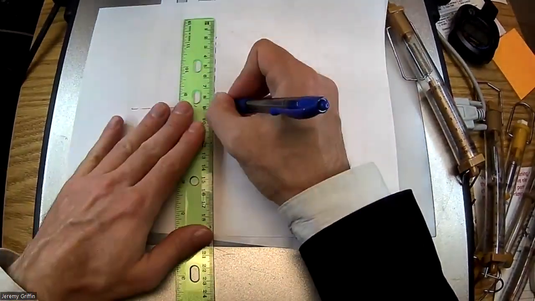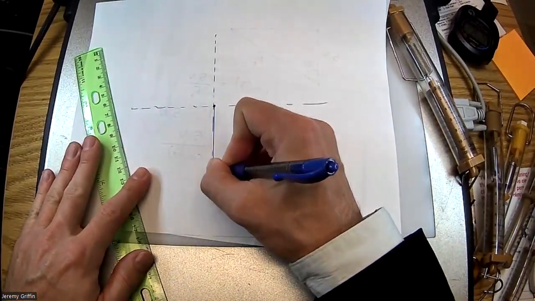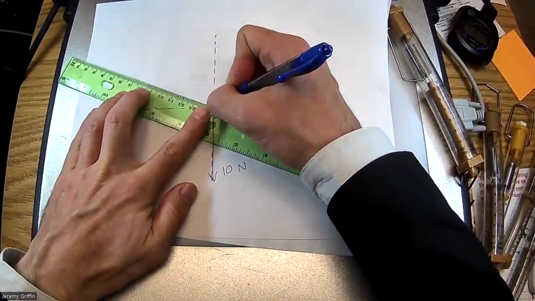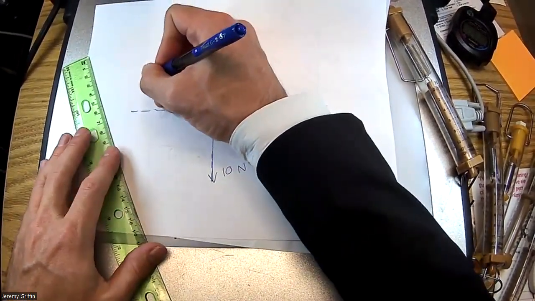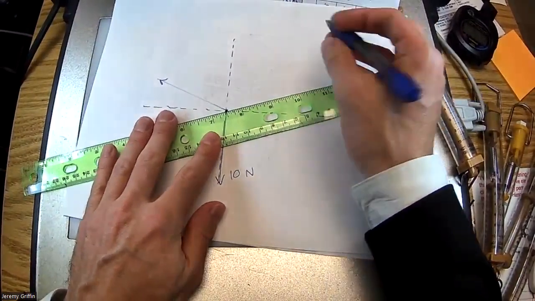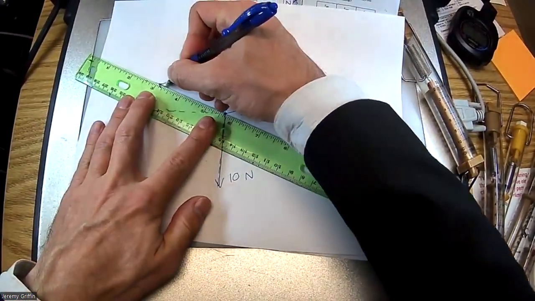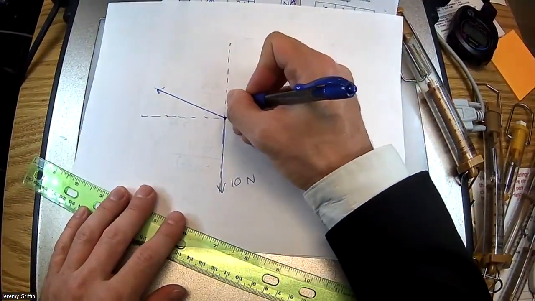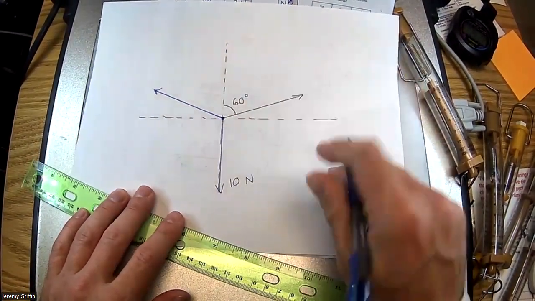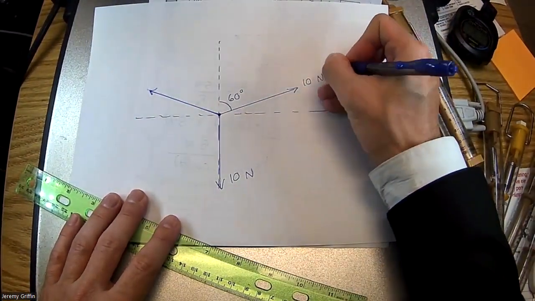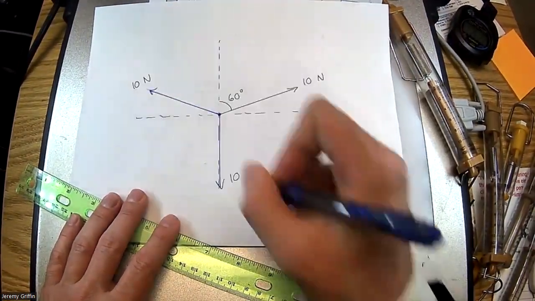So I definitely got 10 newtons pulling down this way, 10 newtons. And I've got these spring scales at, let's see, 60 degrees from the vertical each. Let's make that a little darker right there. There we go. So this is 60 degrees right here. And supposedly this should come out to like 10 newtons. And I guess by symmetry, this would be the same idea, right?